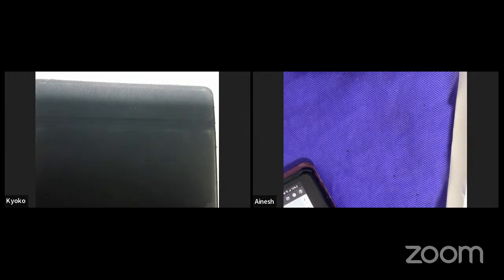Standard procedure, Ainesh, yeah? We need the tangent line and we need the x equals to something. We need those 4 things, right?